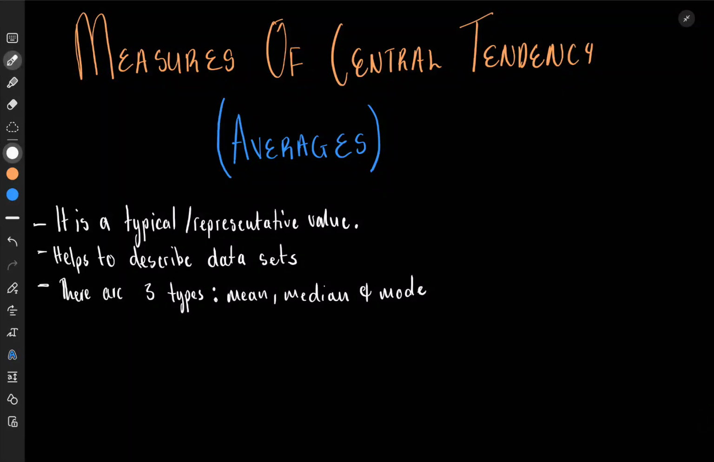All right, now we want to talk about something very, very important, and that is measures of central tendency. In brackets, I've also said averages. That's another word for the measures of central tendency. We can call them averages. Now, what are these measures of central tendency?